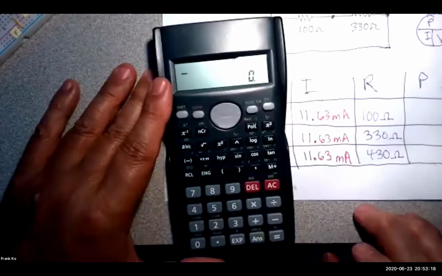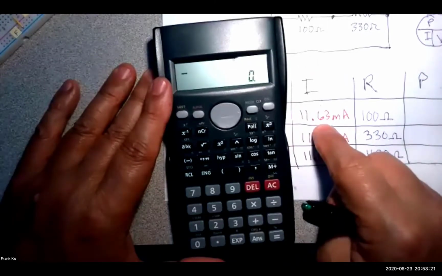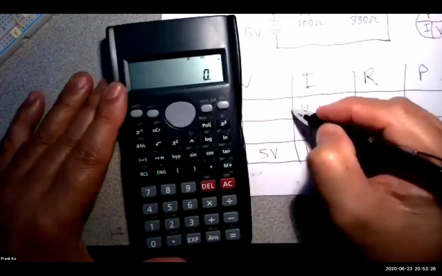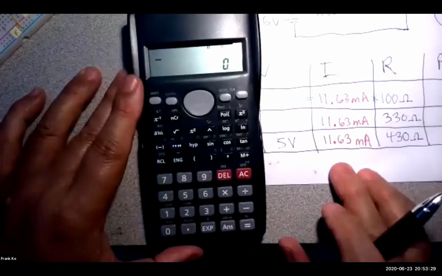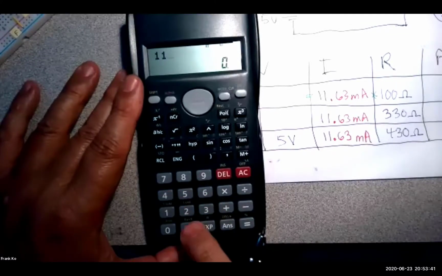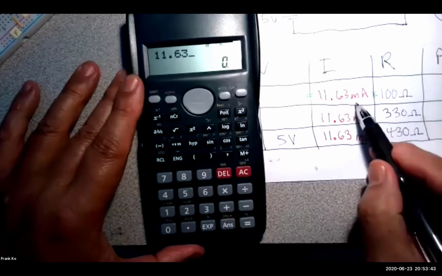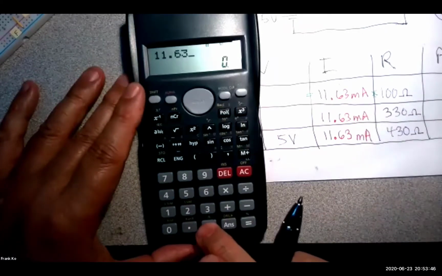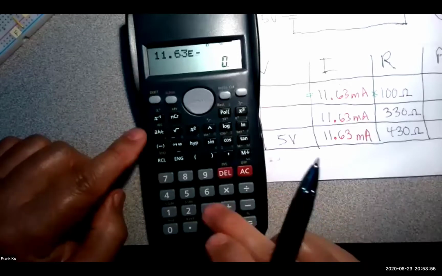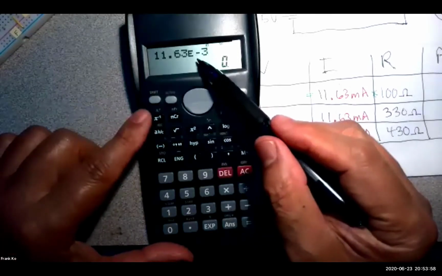We clear our calculator. I need to key 11.63 milliamps, and I'm going to multiply it by 100 in order to calculate voltage. How do I key that into my scientific calculator? I clear. I will key in 11.63, and how do I key in milli? It was the EXP key, the 10 power key. Milli is not 3, but it is -3. How do I key in negative? I use the change sign key, 3. Now I have 11.63 milli.